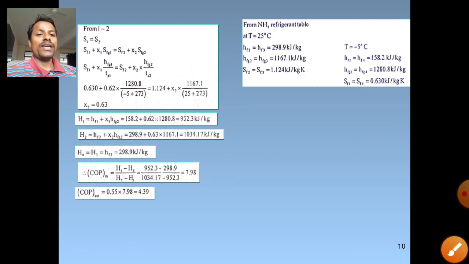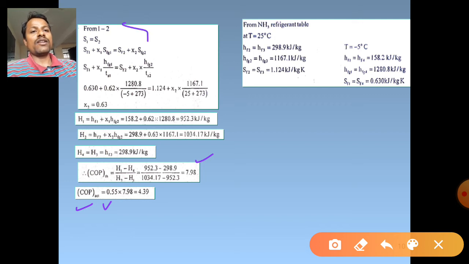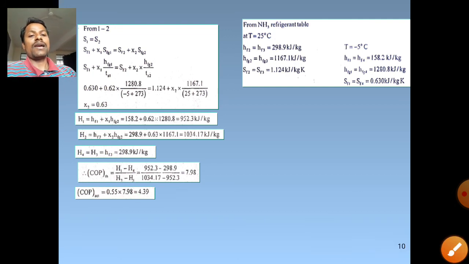Then the actual COP for the present refrigerator can be calculated using the given data, that is the refrigerator efficiency is only 55%. Theoretically we have calculated. Why is this the theoretical COP? Because we have calculated it by assuming all isentropic, ideal processes. This is the theoretical COP, but the actual COP is different. So the actual COP of the refrigerator is 55% of the theoretical COP, that is 4.39. Finally I am able to calculate this.